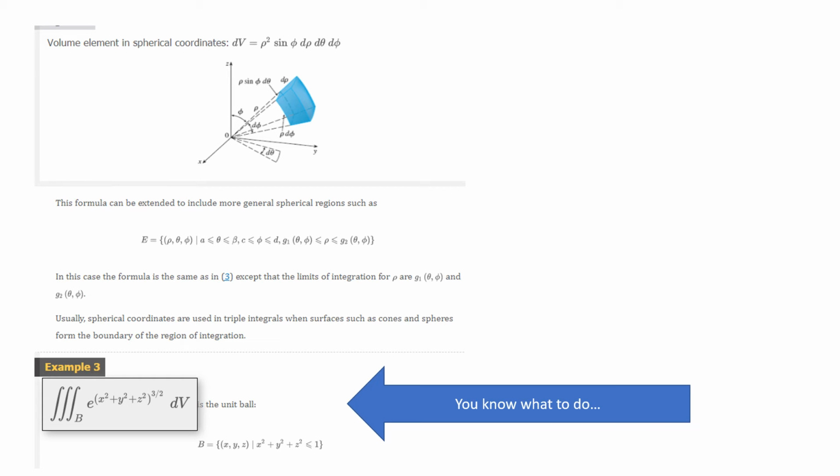Let's move ahead and really try to do a problem. The problem that I'm going to ask you to do is this one down here. You want to evaluate the triple integral over B of e raised to the (x squared plus y squared plus z squared) to the 3/2 dV, where B is the unit ball, and here's the definition of B. It is x, y, z such that x squared plus y squared plus z squared is less than or equal to 1. You know what to do.